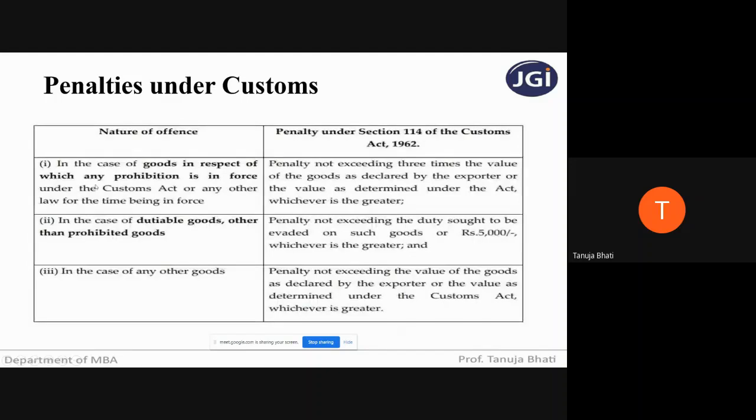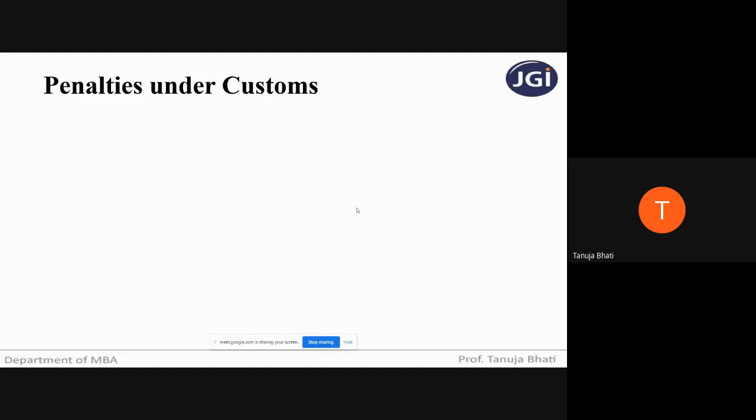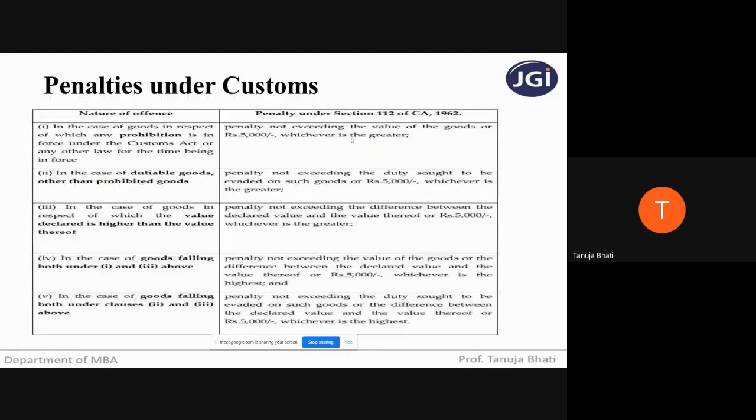Next, suppose the nature of offense is in case of goods in respect of which any prohibition is in force under the Customs Act or any other law for the time being in force. So the penalty not exceeding 3 times the value of goods as declared by the exporter or the value as determined under the act, whichever is greater. Here we had seen that these were the penalties for improper import of goods.